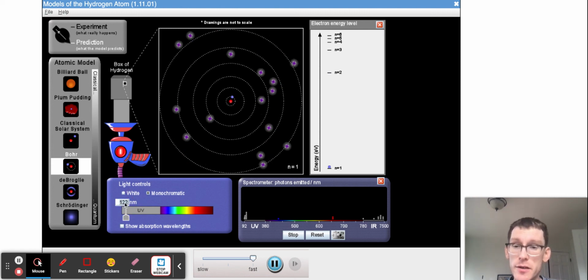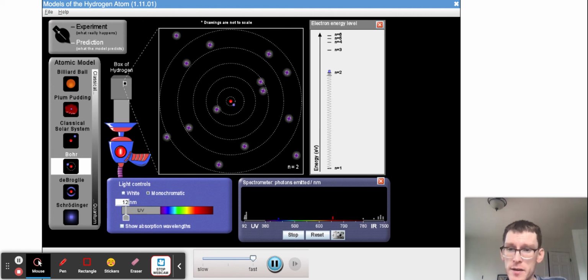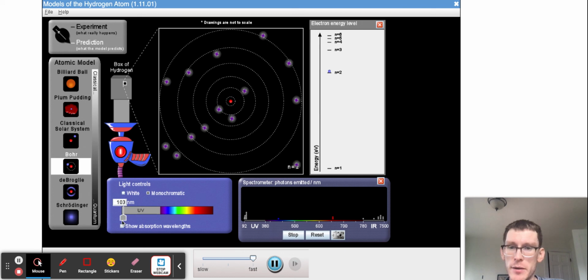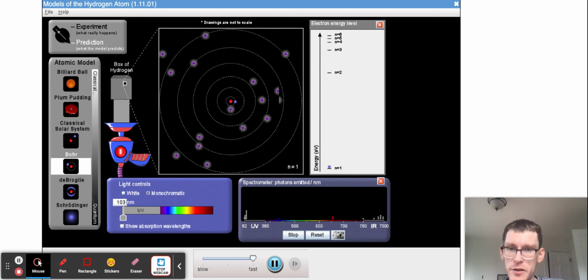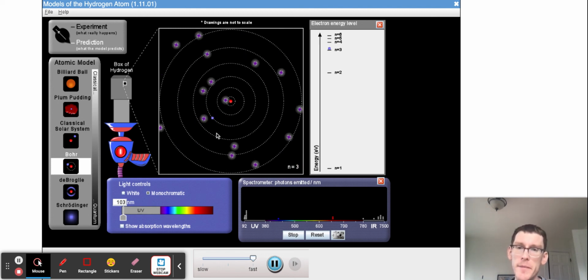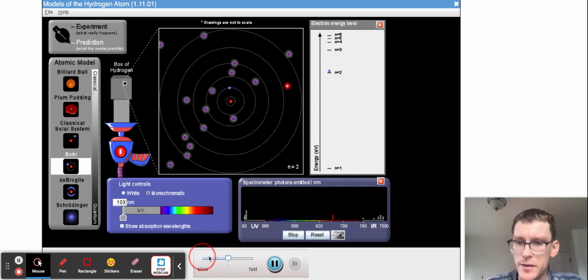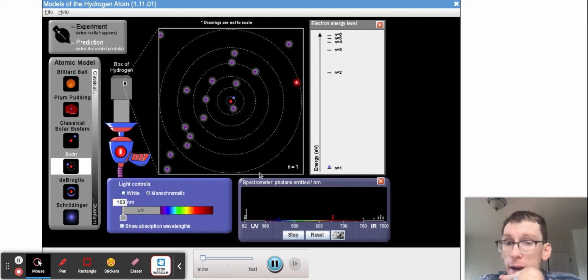And if I were to change this to 103 nanometers, that would bring us from the n equals 1 to the n equals 3 shell. Let's see. It's in the first shell, and there we go, up to the third. And so there you have it. I'm going to slow this down a little bit. So there you have it.